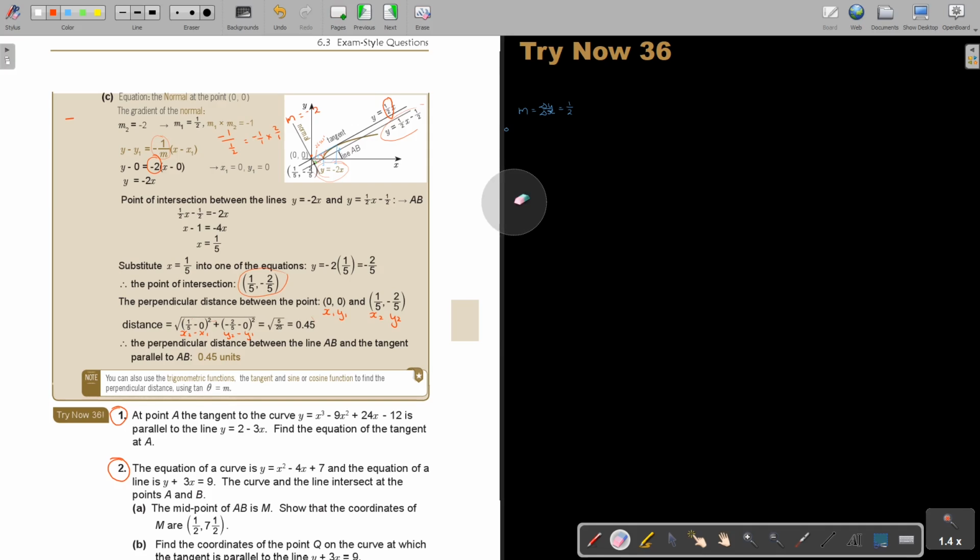Okay, let's start to do number 1. At point A, the tangent to the curve, there's the curve, there's the function, is parallel to the line. Find the equation of the tangent at A. The first thing that you will do is differentiate. Let's first write down the function.